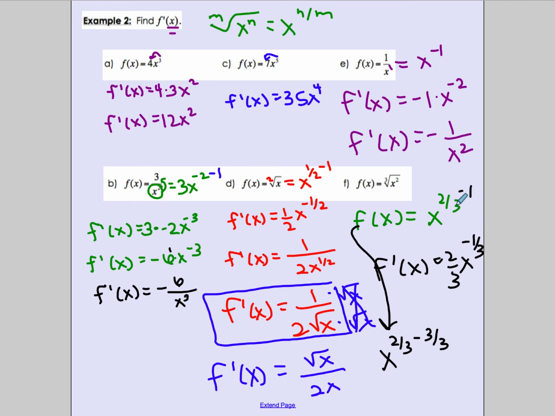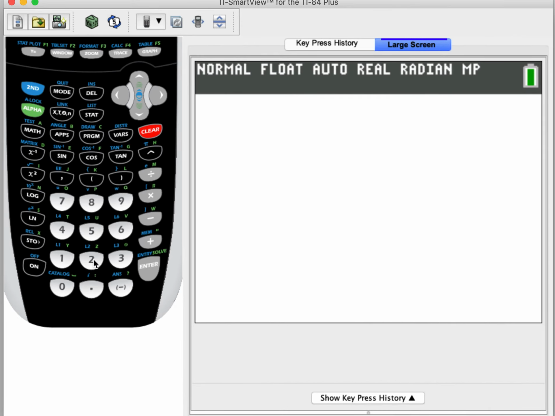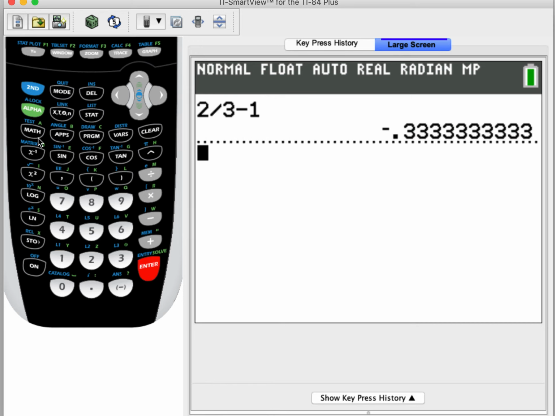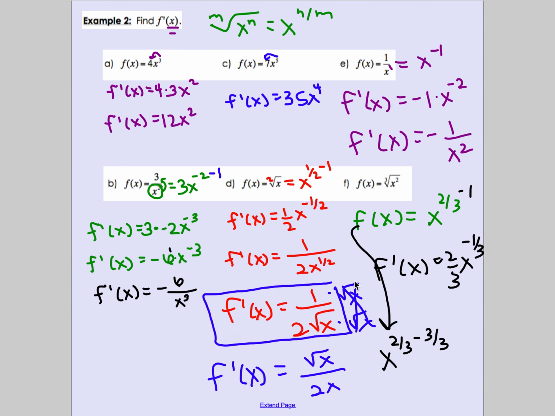The other option is, if you just want to make sure, type it in on your calculator and use MathFrak. So we would do 2 divided by 3 minus 1. Hit the wrong button. Minus 1. And then you'd see that's negative 0.3 repeating, or you can go MathFrak, and it gives you negative 1/3. And then from there, I would just make sure I leave it with positive exponents. So I would rewrite my answer.